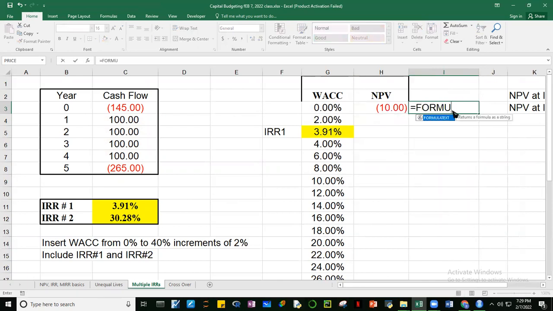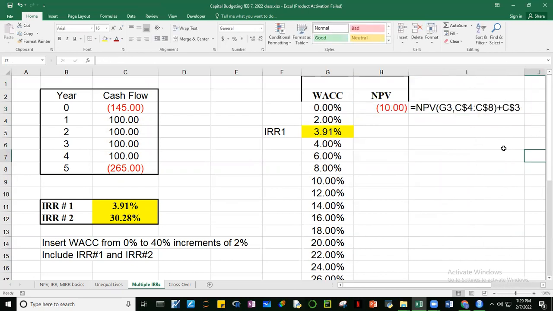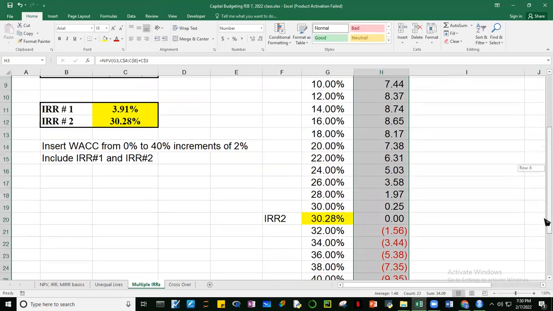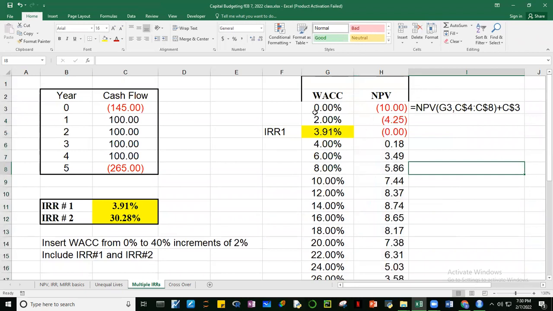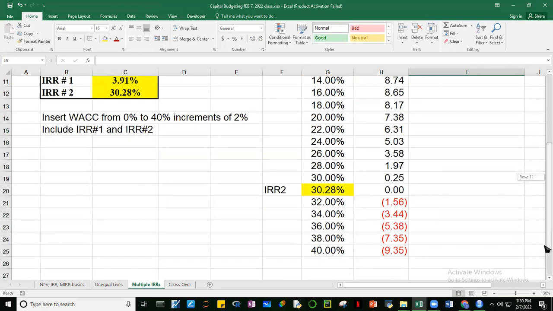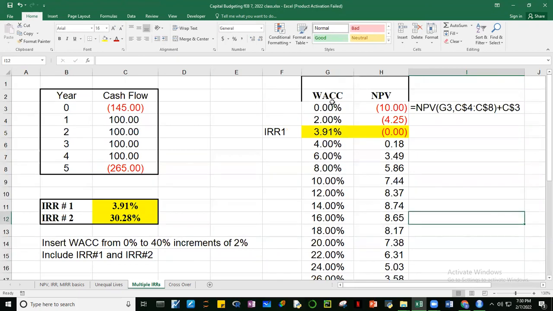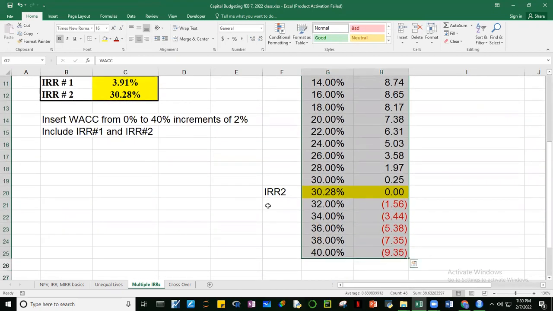Okay, let me put here the formula text. NPV, no? All right, so I can now copy this down. There. So we now have our NPVs, our NPVs given the different cost of capital. And if we check guys, in 3.91, NPV niya is 0. Tama, di ba? Kasi at the IRR, the NPV is equal to 0. Ito din, 0 din. Okay, so tama yung mga NPVs natin. So let's now plot this.